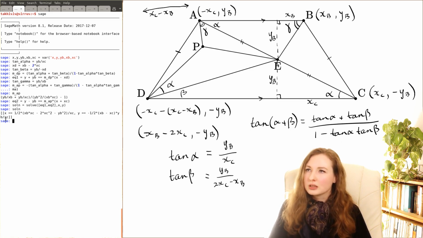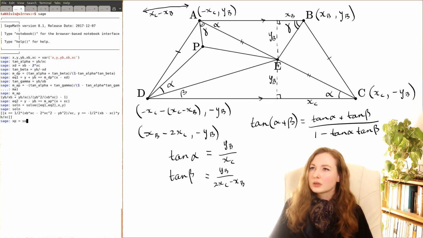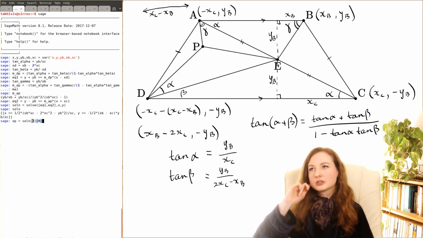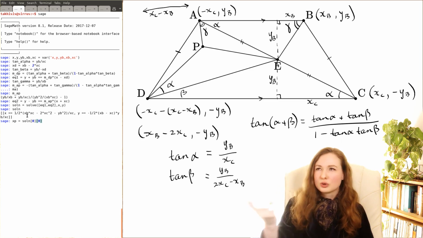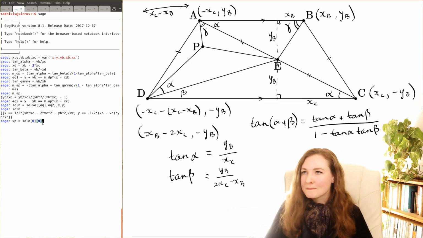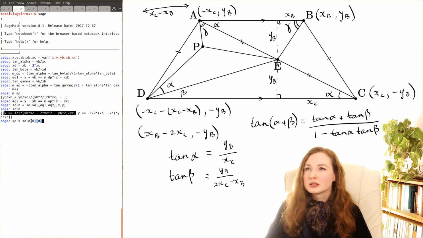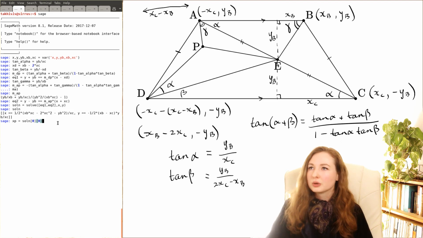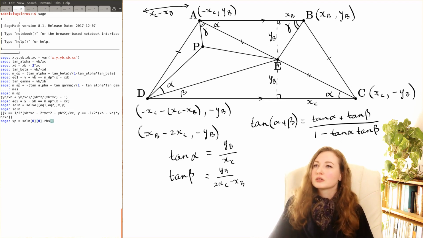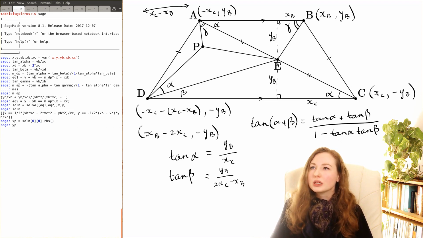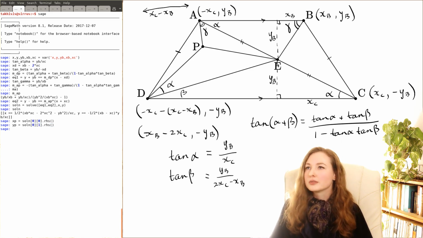Now, I want to save these as the coordinates of P. So I'm going to say xp is solution[0][0]. So this first 0 is just saying take the first solution. There's only one solution, so. And then this 0 is saying take the first element of that, so that's referring to all of this. And then I just want the right-hand side of that. I don't want xp to be that whole equation. So I'm going to say that .rhs, right-hand side. And then yp is going to be the second part of that, so this bit, right-hand side of that.